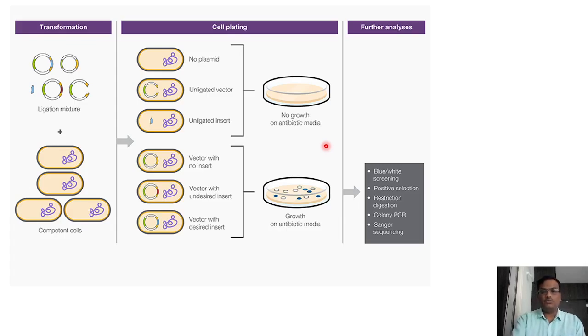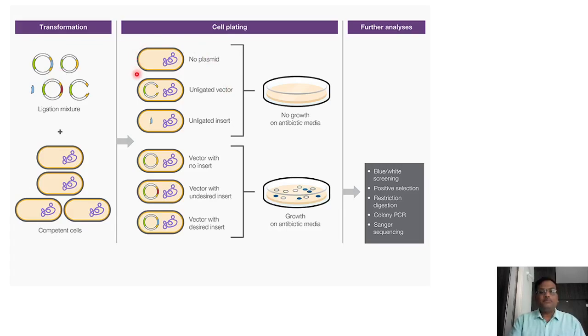So here, using this picture, I can make it more clear. This is the vector, right? And in this you can see this colored portion. Let us consider this as the antibiotic resistant gene, right? Now we use this vector to introduce the gene of our interest. Now there are two possibilities, three possibilities actually, when we transfer them to the bacteria.